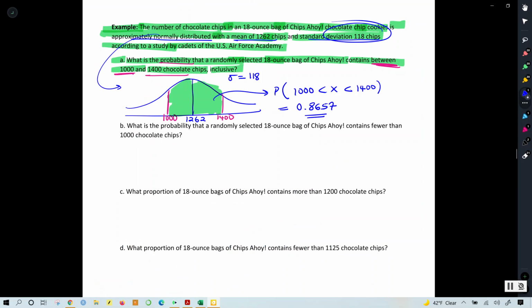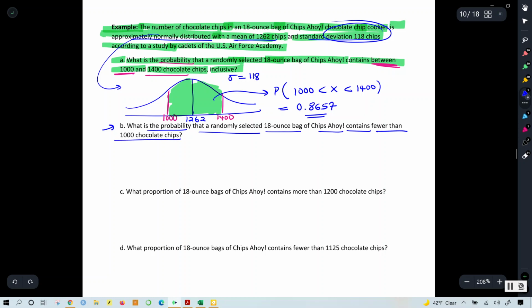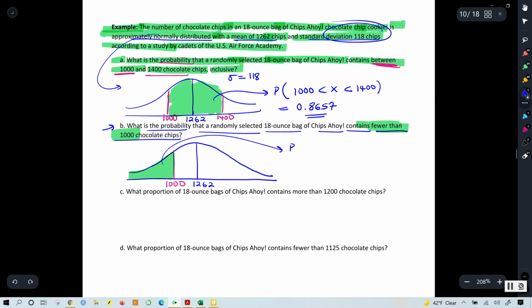With that question completed, we move on to question B. What is the probability that a randomly selected 18-ounce bag of Chips Ahoy contains fewer than 1,000 chocolate chips? So again, I have my normal distribution and the center value, and I want to locate 1,000, and I'm interested in the region fewer than 1,000. It is the region below 1,000. So in this case, this is the probability of x less than 1,000.